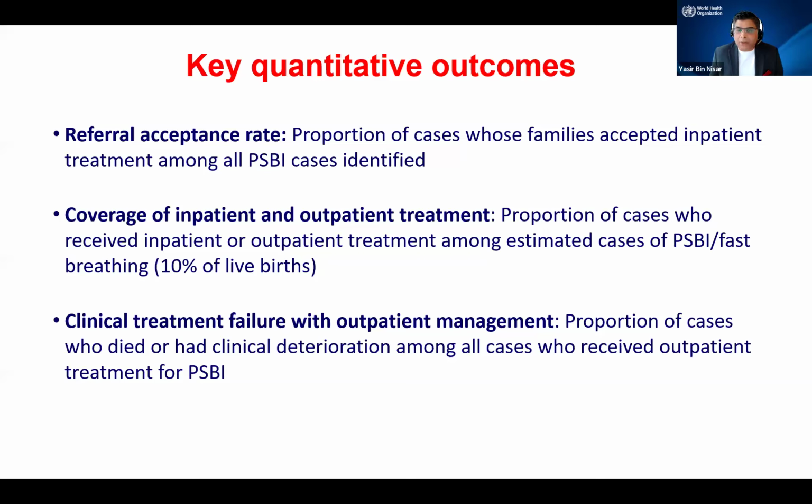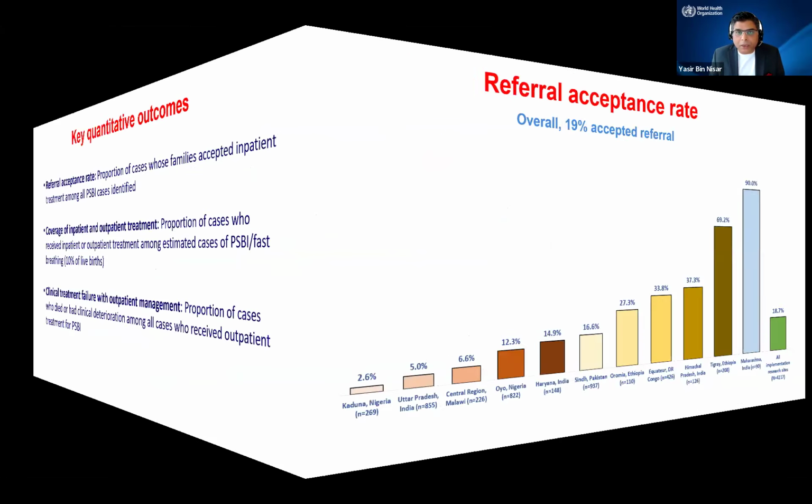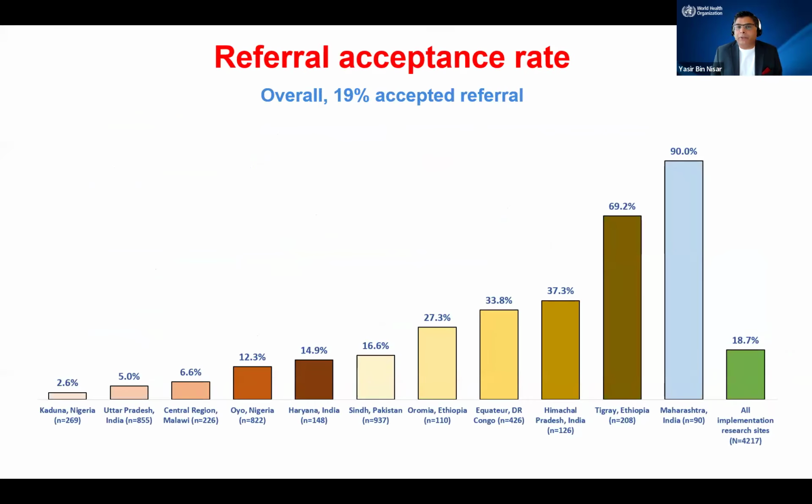And lastly, most importantly, about treatment failure and mortality when we provide the outpatient treatment in a program setting rather than in a research setting. So the first question was referral acceptance rate. We have seen that overall it was a 19% acceptance rate. So no major dramatic reduction in the acceptance rate. Previously, we have seen 20 to 30%. So when offering outpatient treatment, it was 19%.